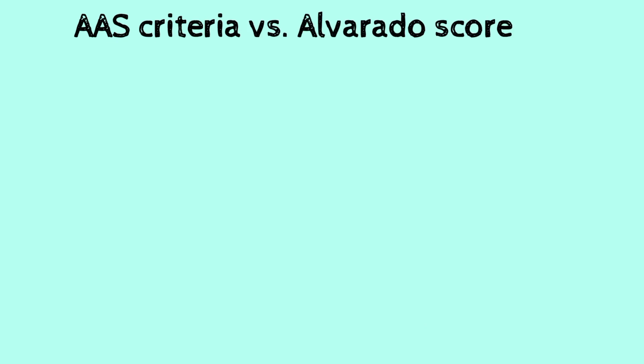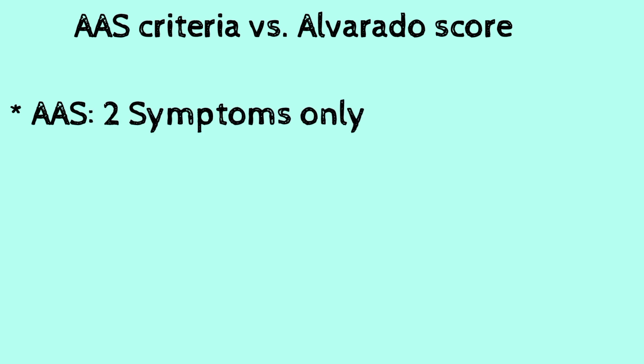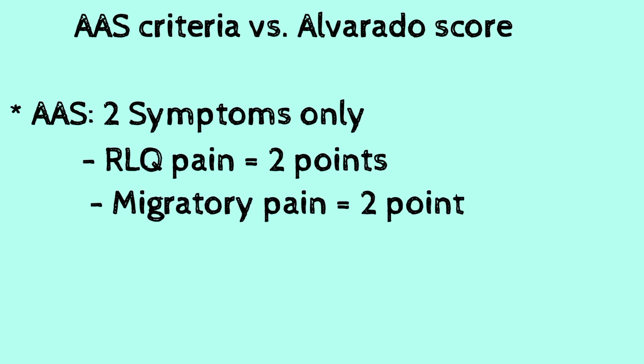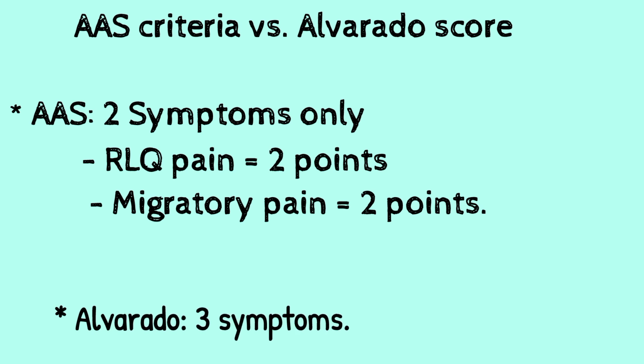Let us compare the Adult Appendicitis Score criteria with that of the Alvarado Score. Starting with symptoms, the Adult Appendicitis Score has only two symptoms: right lower quadrant pain, which scores 2 points, and migratory pain, which also scores 2 points. The Alvarado Score has three symptoms, which are anorexia, migratory right iliac fossa pain, and nausea or vomiting.